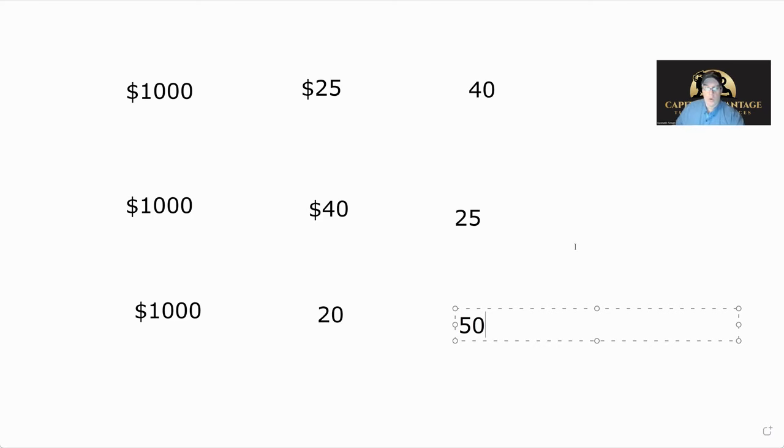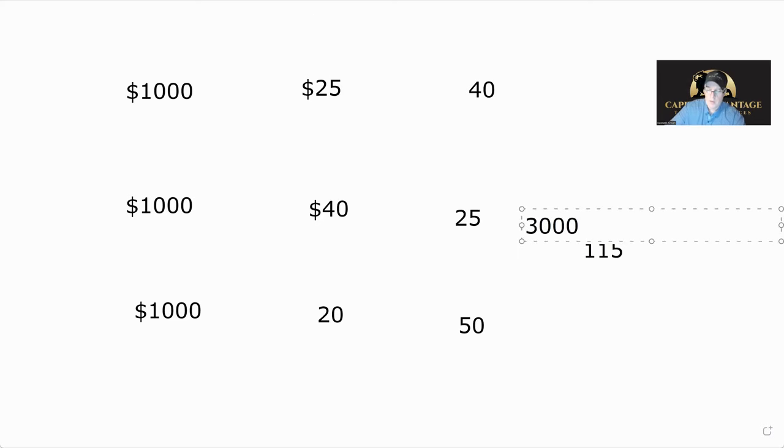So I bought a total of 115 shares. Now the question is, how much did we spend? Well, we only spent $3,000. So that's going to be 3,000 divided by 115. So let's do it. 3,000, I did 30,000, super aggressive, divided by 115 equals 26.08. So our average cost is $26.08.